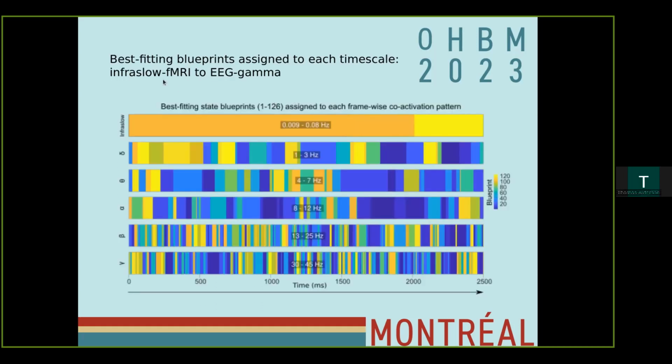If we correlate these blueprints to the frame-wise co-activation patterns at each timescale, from infraslow fMRI to EEG gamma, we can assign one of the blueprints to each time frame as the best fitting blueprint. And this generates a different sequence of best fitting blueprints at each of the 6 timescales. This is the sequence of best fitting blueprints at the infraslow fMRI timescale, and these are the best fitting blueprints for the 5 EEG bandpass timescales from delta to gamma.